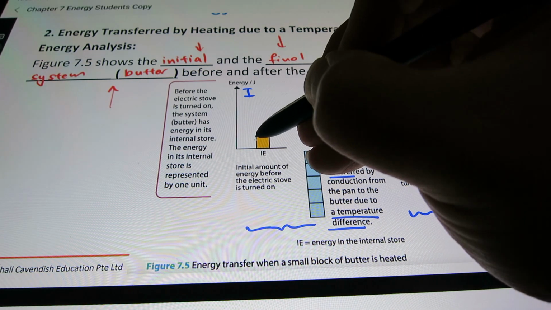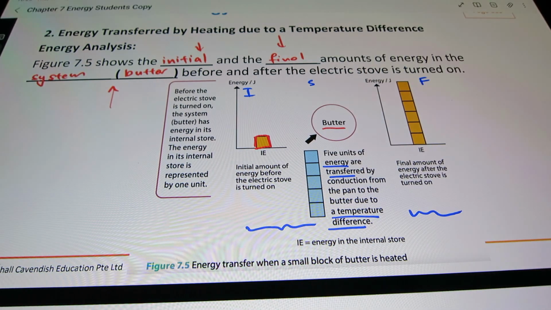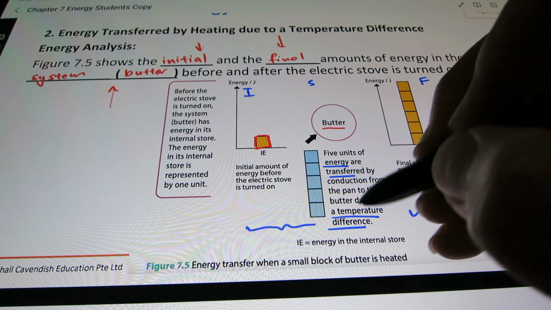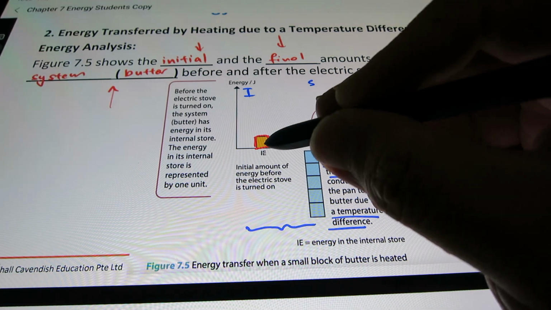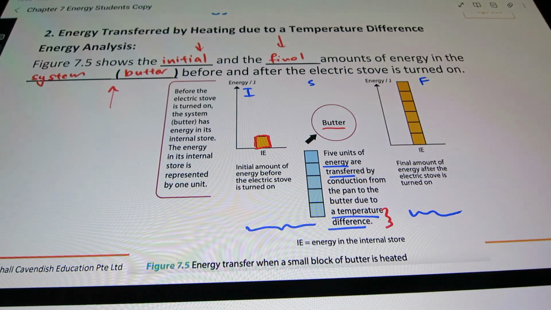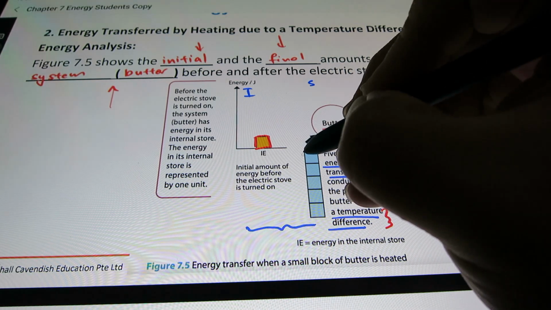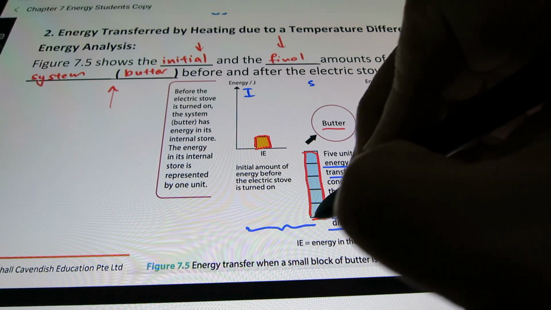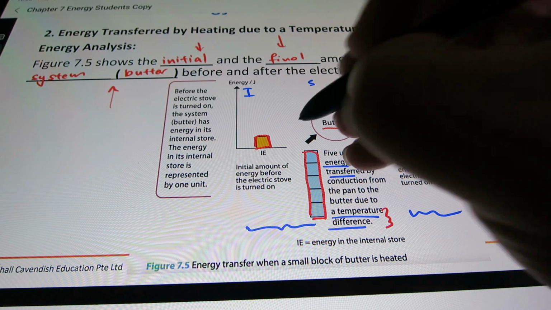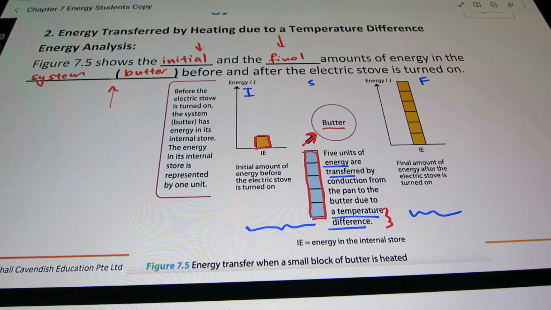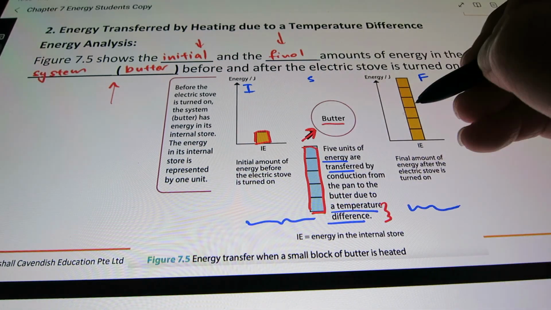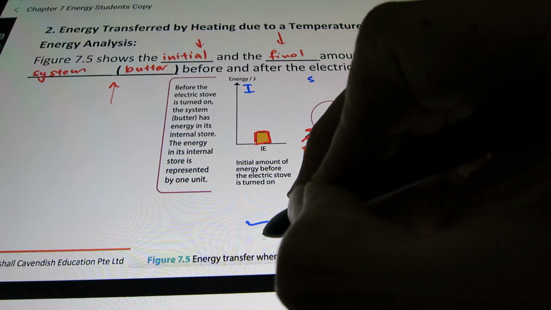it has some internal energy, after which I have energy being transferred into the butter because of heating or temperature difference. So let's say I draw that 5 units of energy are entering the butter. So I draw an arrow in. So 1 plus 5, I end up with 6. So basically that's it.